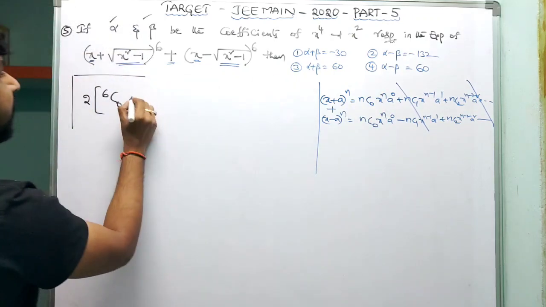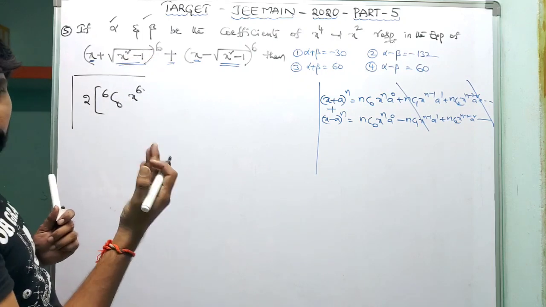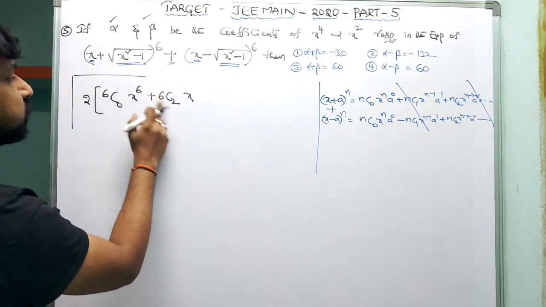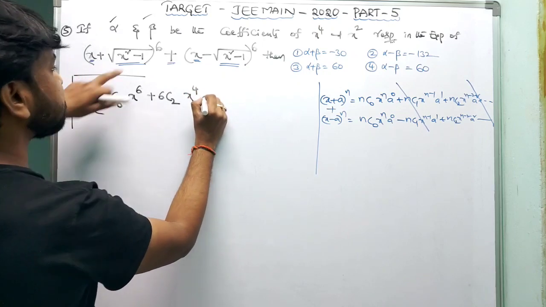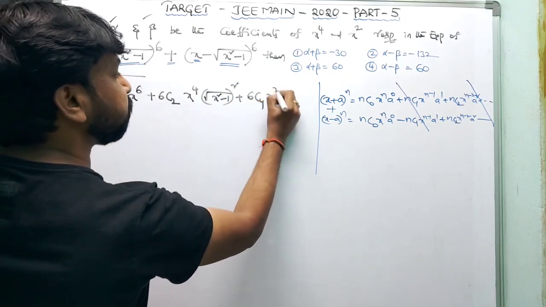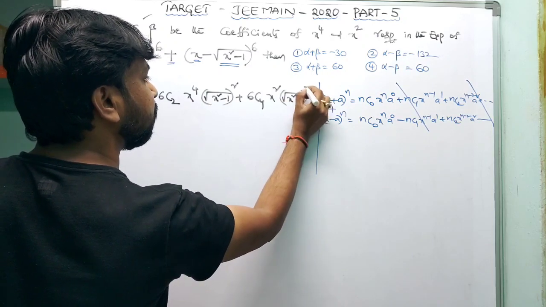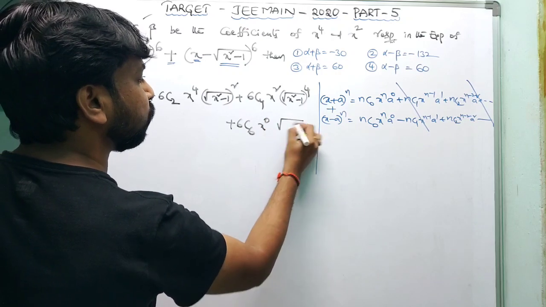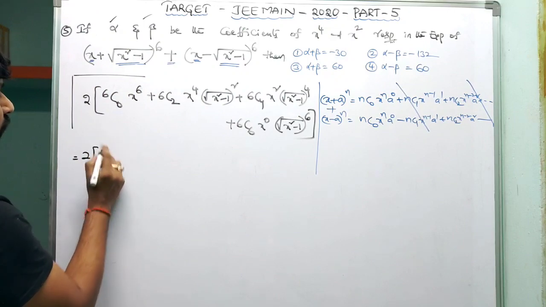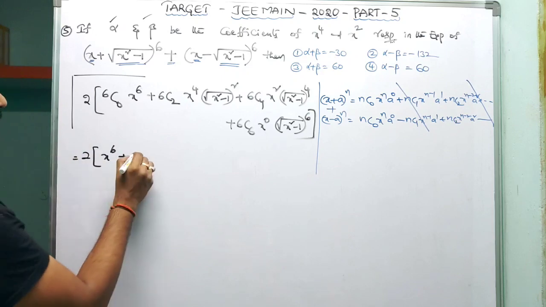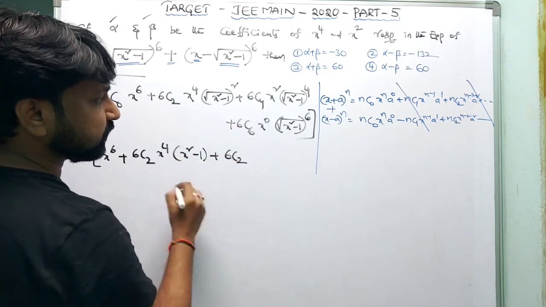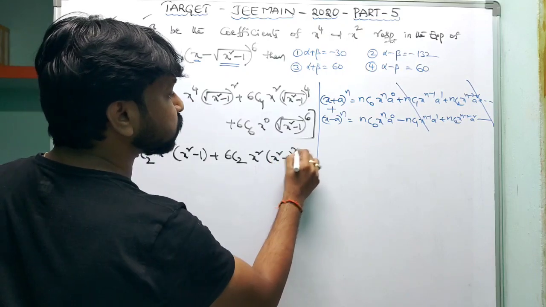6C0 x^6 (root of x square minus 1) whole power 0, that is 1, plus 6C2 x^(6-2), that is x^4, into (root of x square minus 1) whole square, plus 6C4 x^(6-4) into (root of x square minus 1) whole power 4, plus 6C6 into (root of x square minus 1) whole power 6. Close the bracket. 2 times of 6C0 x^6 plus 6C2 x^4 into (x square minus 1), since square and root cancel, plus 6C4, which is also 6C2, x square into (x square minus 1) whole square after cancellation.